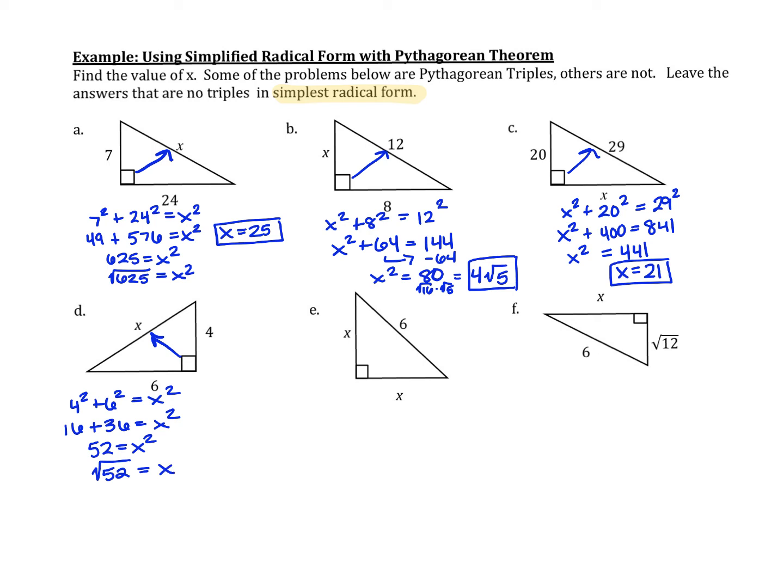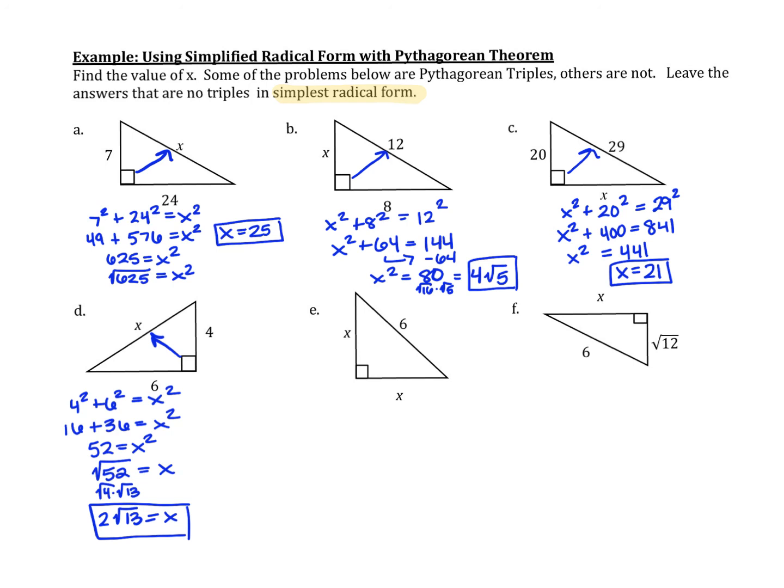And there 52 is not a perfect square, so we have to simplify this into 4 times 13. And remember, you have that cheat sheet that we did at the very beginning of this unit, so you might want to just check on your cheat sheet for the square root of 52. Your answer would be 2 root 13.